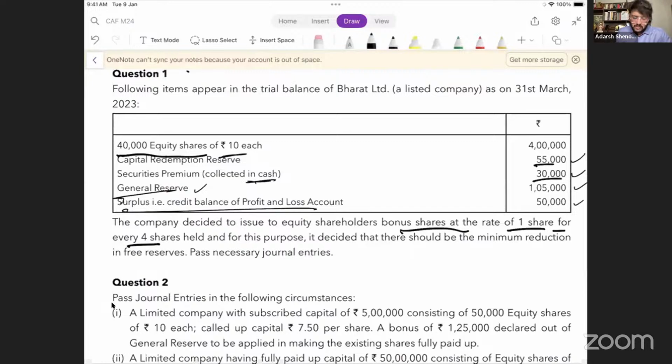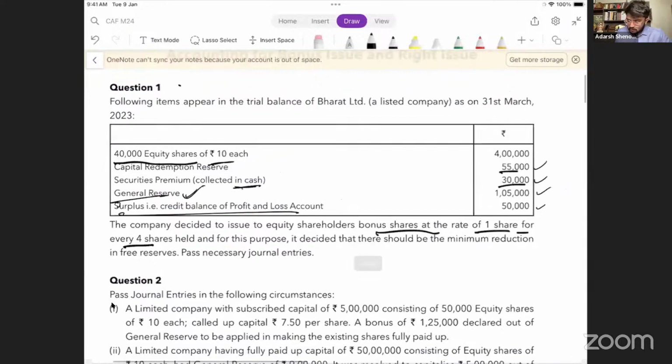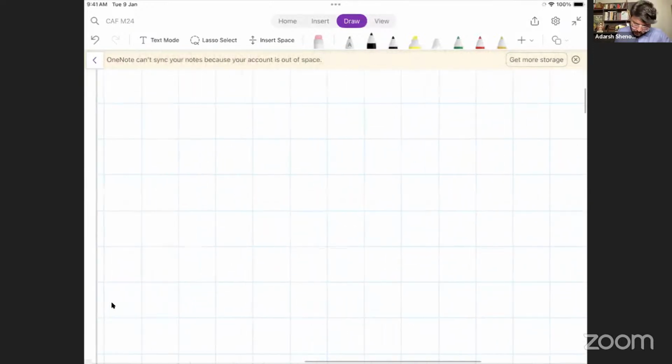But we will debit the general reserve. So free reserve, you can take from any account.